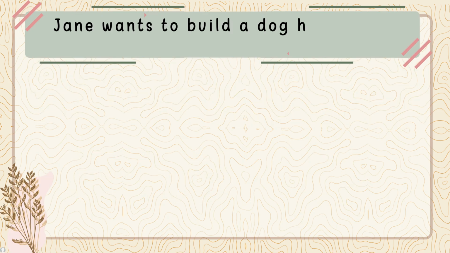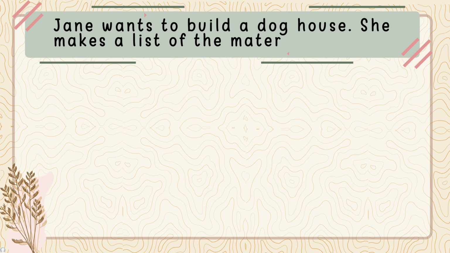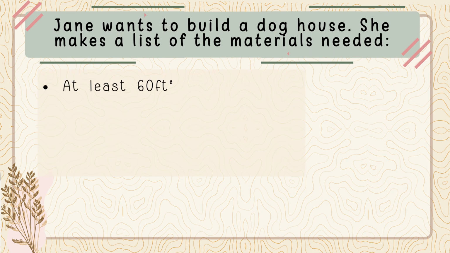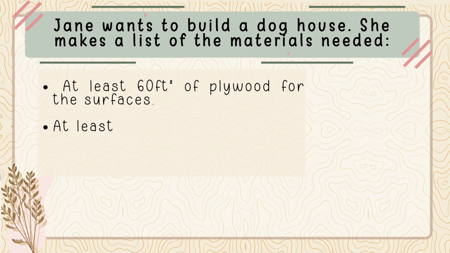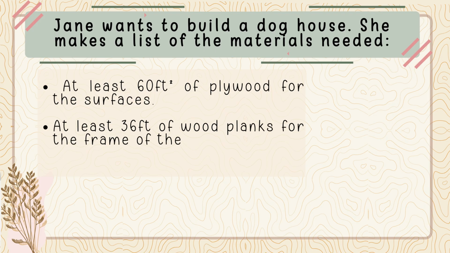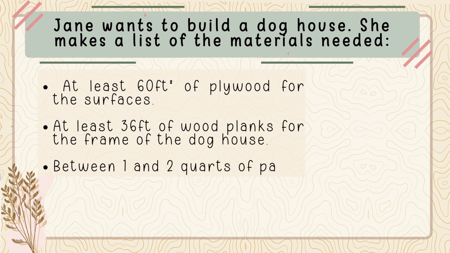Here's one more example. Jane wants to build a doghouse and she makes a list of the materials that she needs. She needs at least 60 feet squared of plywood for the surfaces. She needs at least 36 feet of wood planks for the frame of the doghouse, and she'll use between 1 and 2 quarts of paint. So let's represent these by using inequalities.